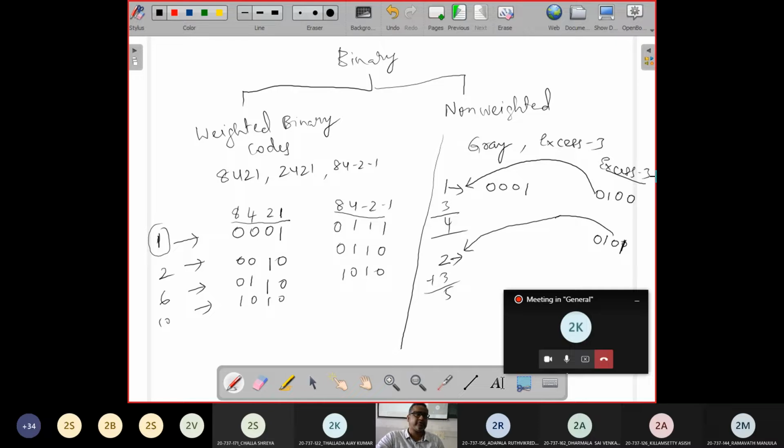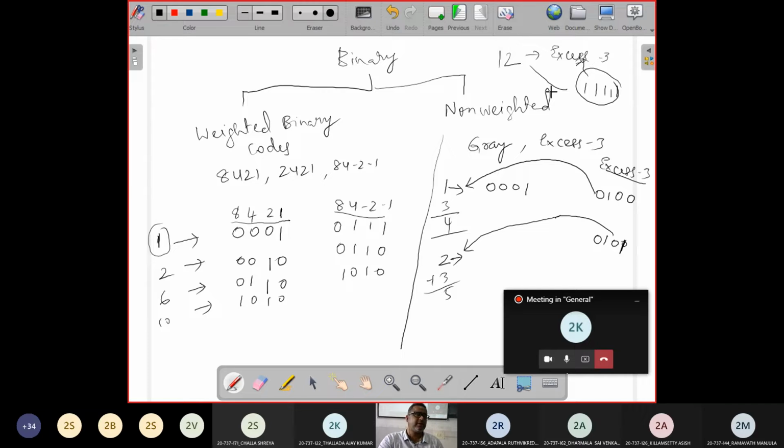Yes or no? So I want to represent 12. What will be the XS3 code for 12? Anybody? 12 in XS3 will be what? 12 means you add 3 to it: 15. 15, how do you represent in binary? All ones, right? 4 ones. 4 ones will be the representation of 12 in XS3. Do you agree or not?